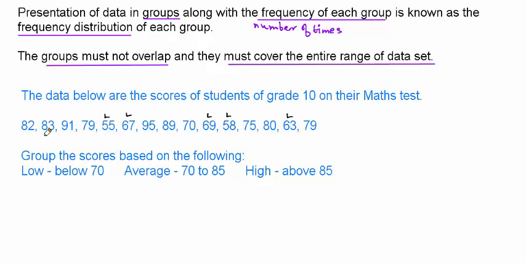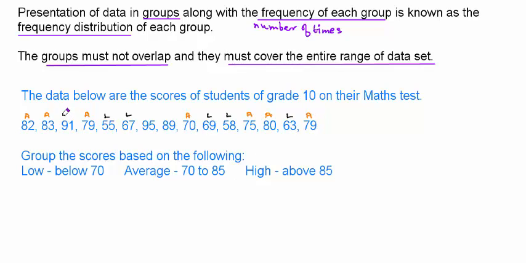Let's count the average scores now. 82 is average, between 70 and 85. 83 is average, 91 is not. This is average, 79. 70 is average, it's marginal, but it's the smallest average score. 75 is average, so is 80 and 79.